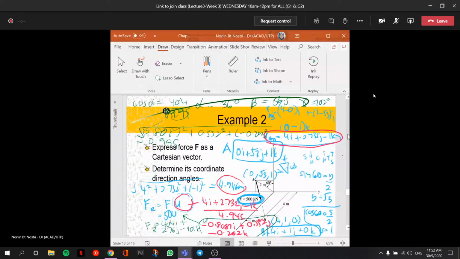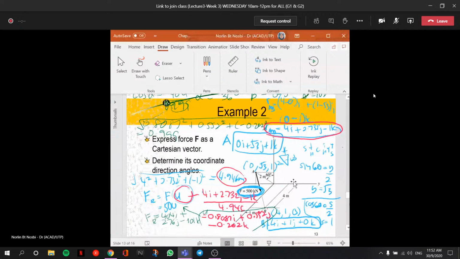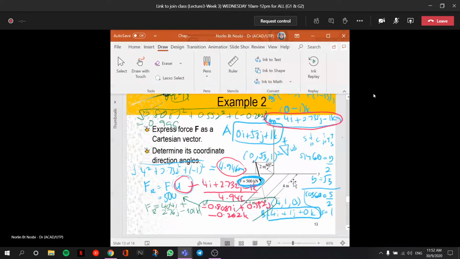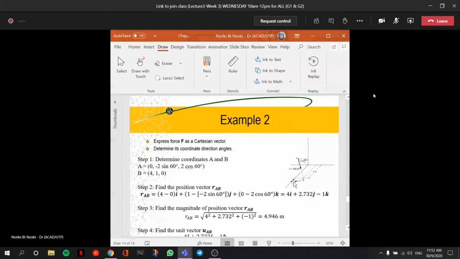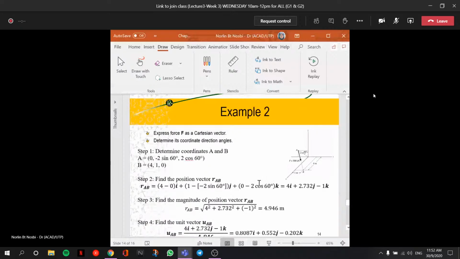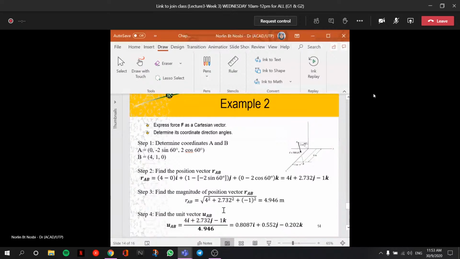For point A, the x is 0. You can see how the question show you, the figure show you here. You can refer to the notes I share you the solution. Same way, the way I show you just now. You need to find the coordinates, and then the position vector, and the magnitude, and then the unit vector.